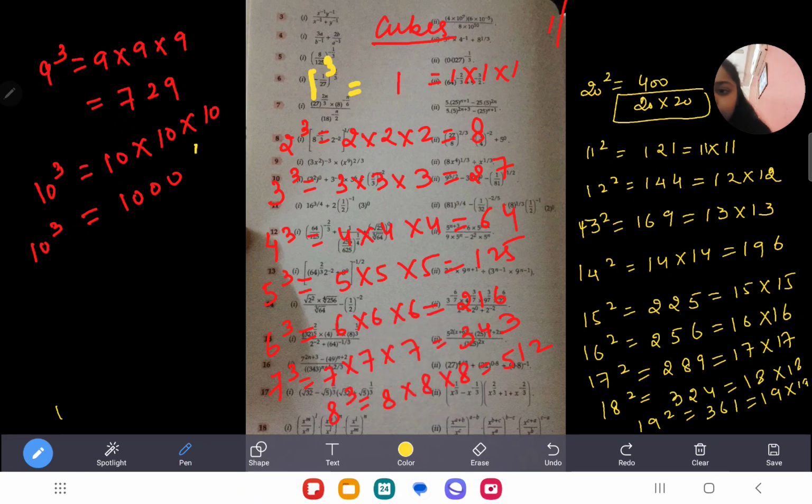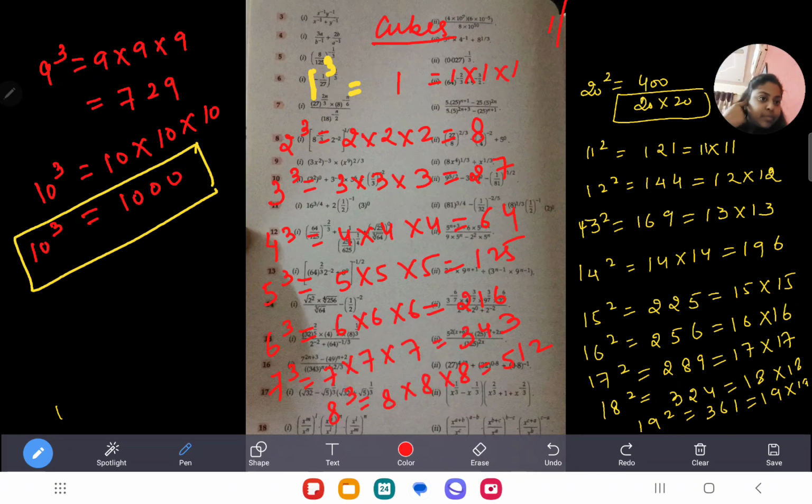Understood? Okay. So this is the concept. Yes or no? Yes. So this much you need to remember.